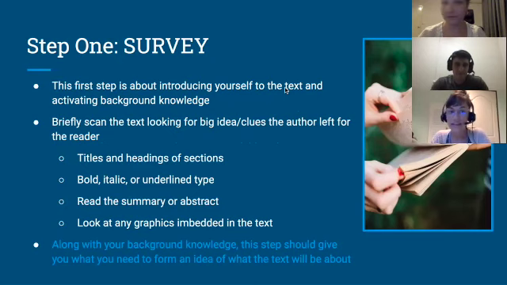And with our text, we didn't have any images, we didn't have any graphics, we just had like 12 pages of straight words. I think there was a quote or two in there, but there wasn't a lot of text features for us to go off of. However, just reading the title, The Banking Concept of Education, that's already going to activate background knowledge. And so this step will give you what you need to start to form an idea about what the text will be about. So we knew we were going to be reading about a specific model of education that had something to do with banking.